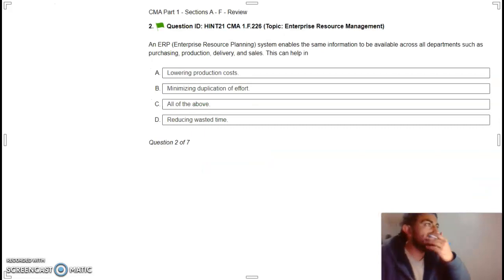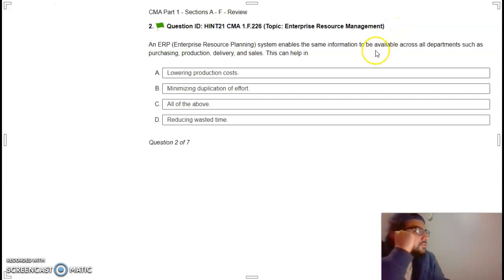The question wasn't too clear. An ERP, enterprise resource planning system, enables the same information to be available across departments such as purchasing, production, delivery, and sales. This can help in lowering production costs, minimizing duplication of effort, reducing wastage time, or all of the above. So what is required? I don't even get it.